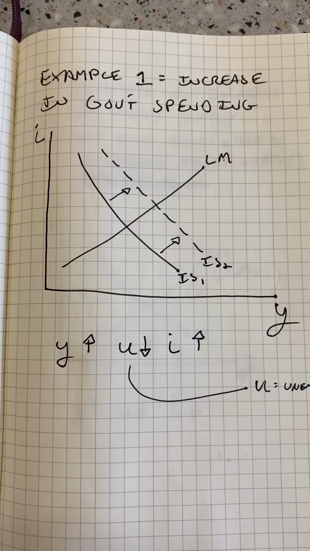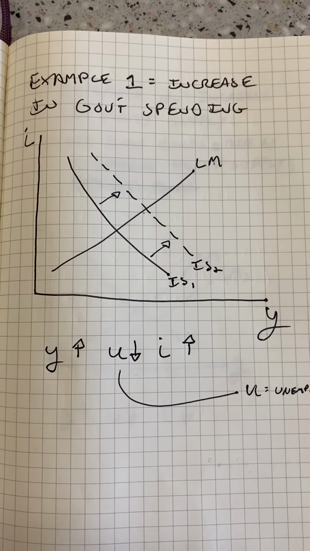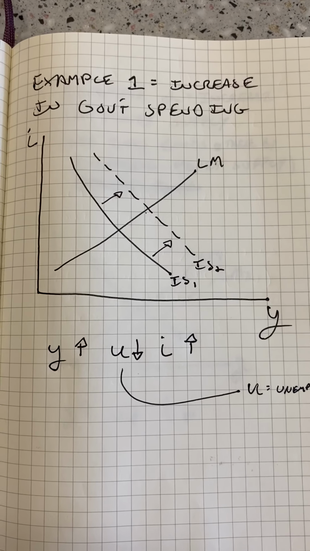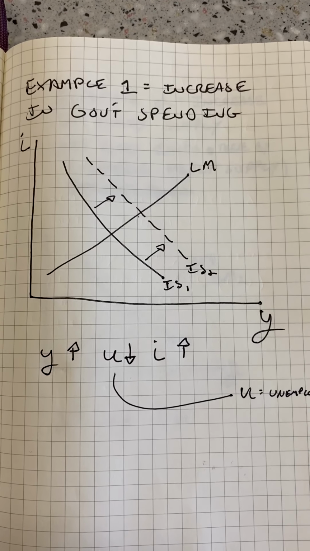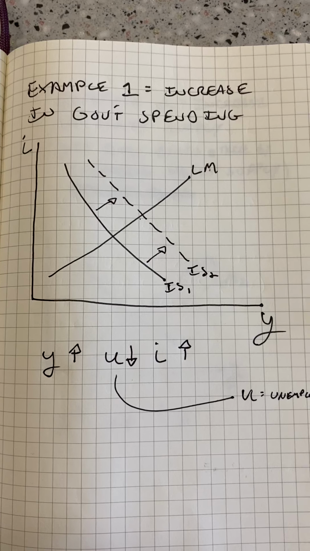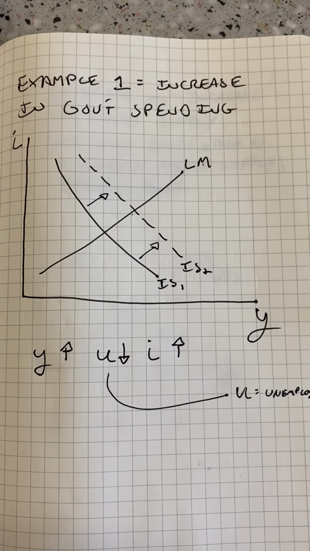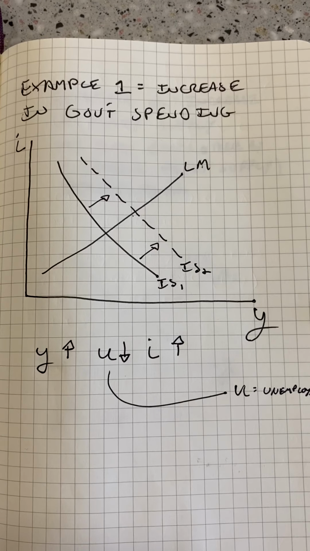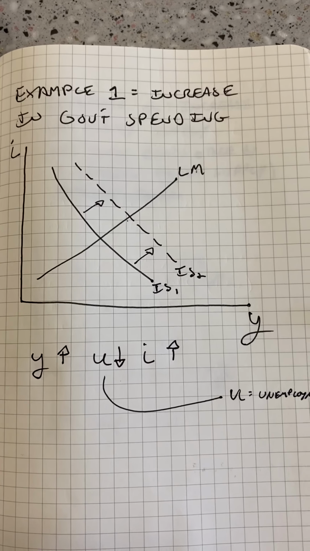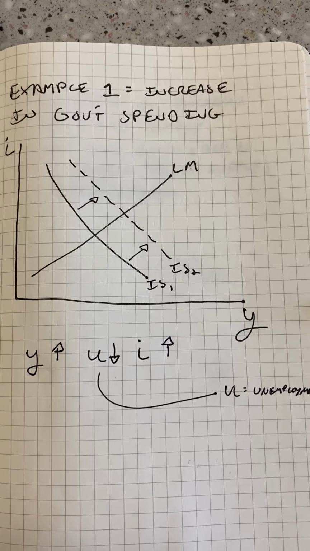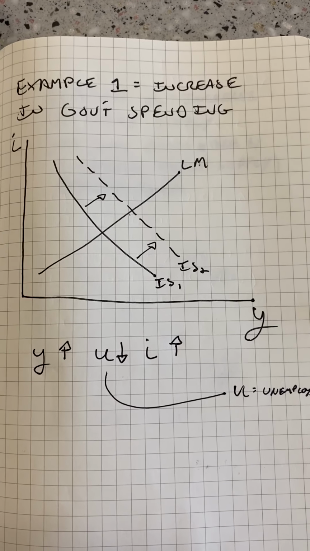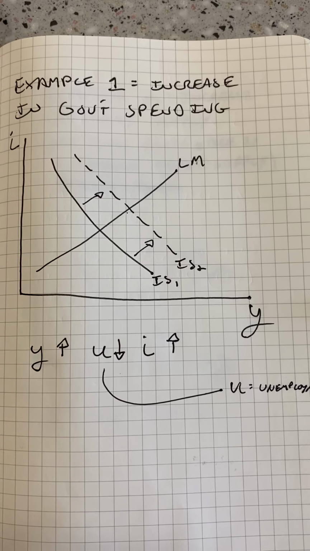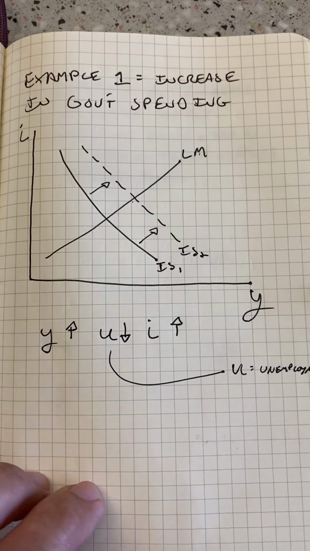So in example 1, we have an increase in government spending. Since Y is equal to C plus I plus G, G representing government spending, plus net exports, an increase in government spending will push the IS, or the goods and services market, to the right, thereby increasing GDP, lowering unemployment, and increasing interest rates.